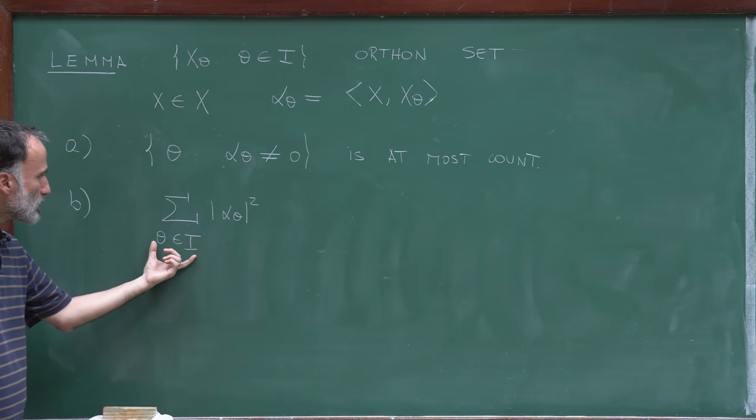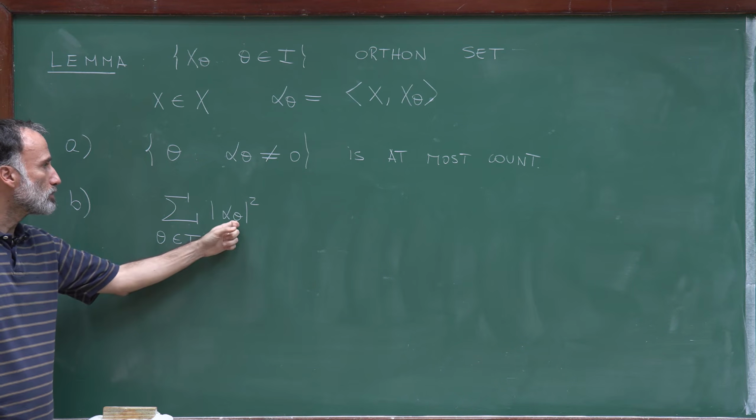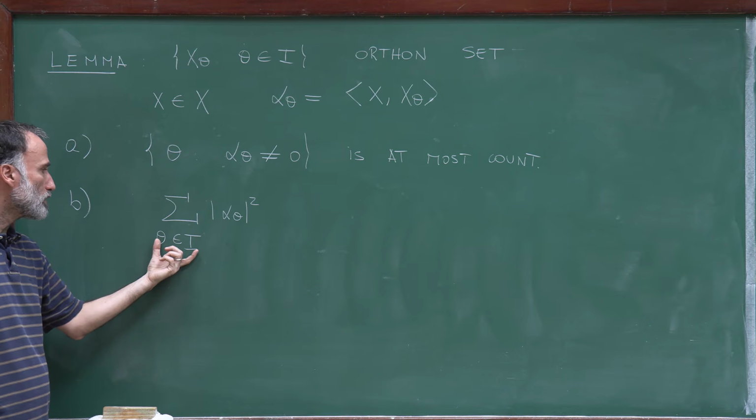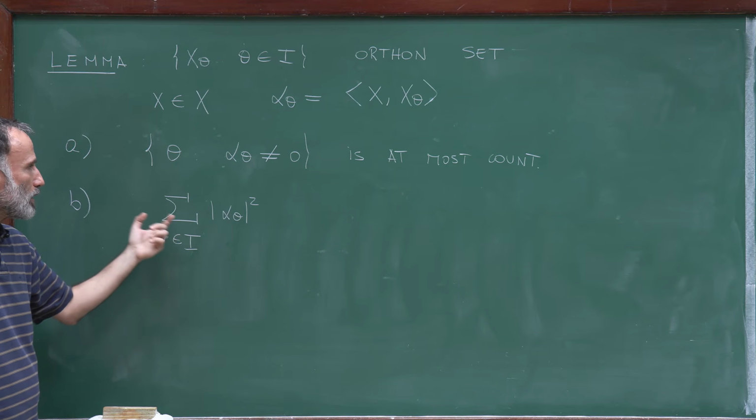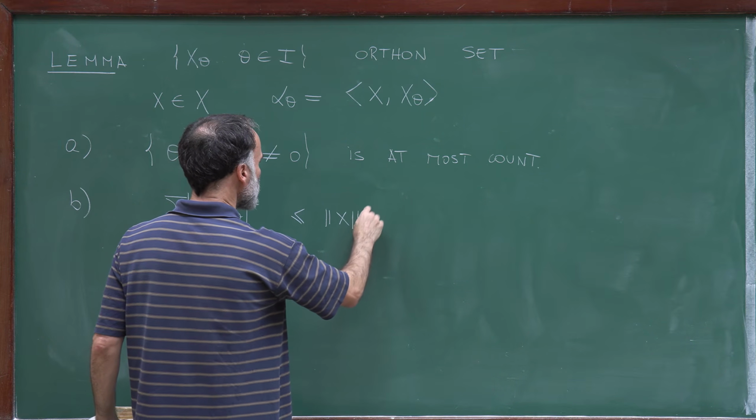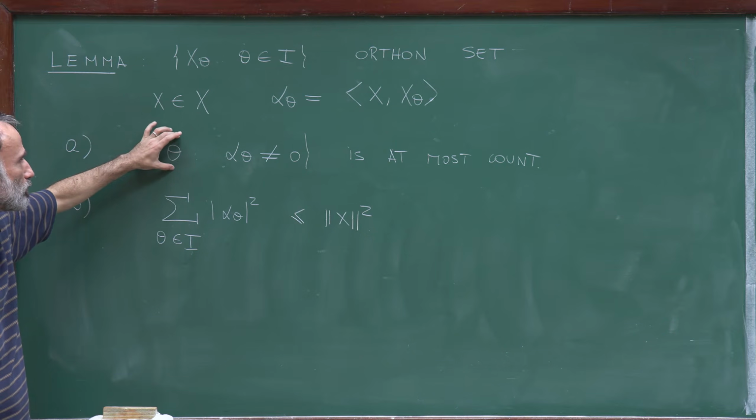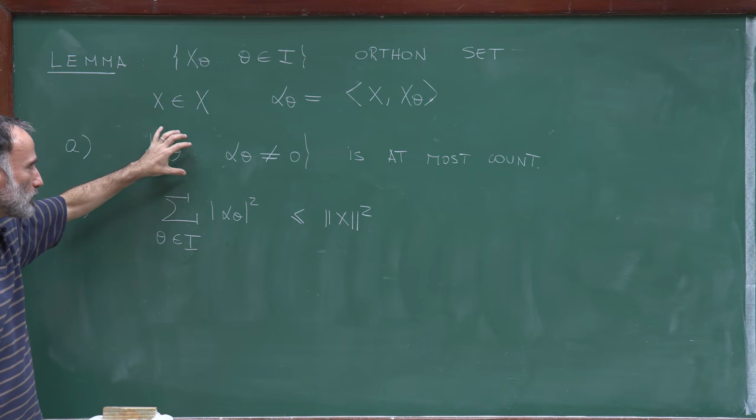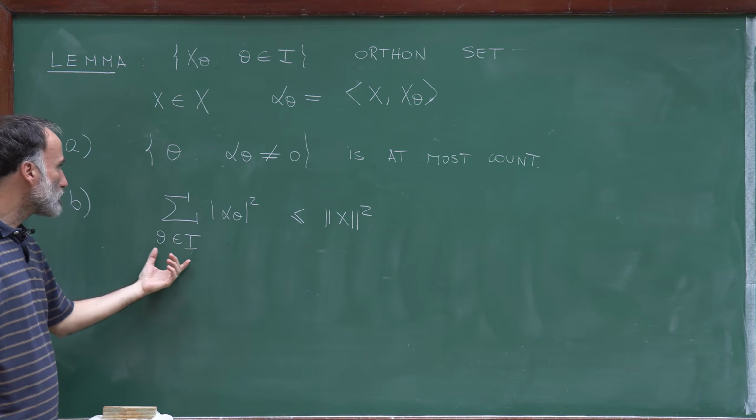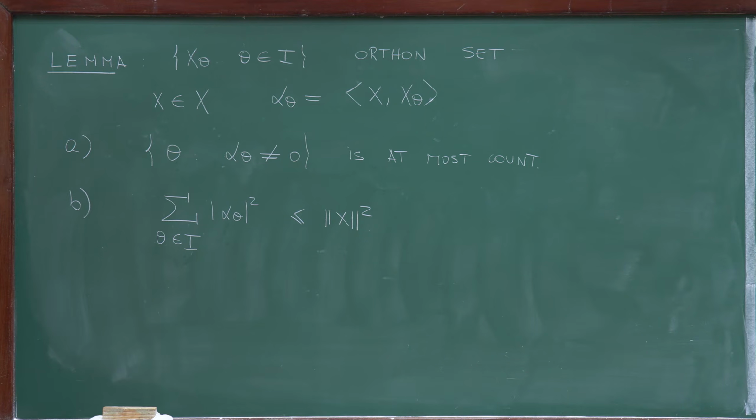Because actually this sum is over a countable set, right? Because essentially all of them are 0 but a countable number. So I'm allowed to consider that sum, and what I claim is that this is bounded by the norm of x squared. Of course, this family depends on x, so for that fixed x I have a family which depends on x. But what I am sure of is that if x belongs to X, this family is at most countable, and that the sum of the squares of alpha theta is bounded by the norm of x squared.